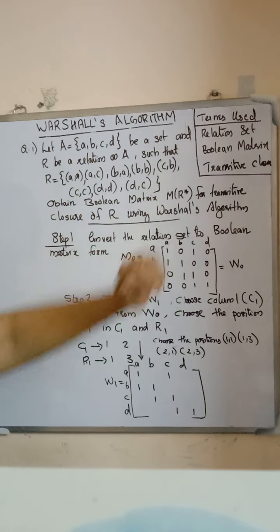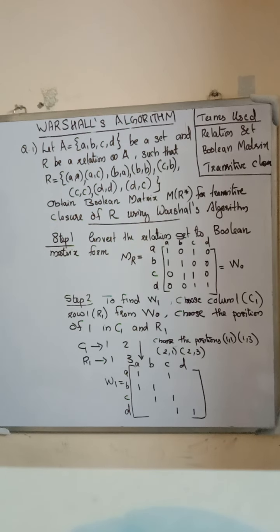Also transitive closure. Transitive closure is a new relation formed from a given relation which is not transitive by adding some more ordered pairs to the relation. Now I explain Warshall's algorithm using a given problem.